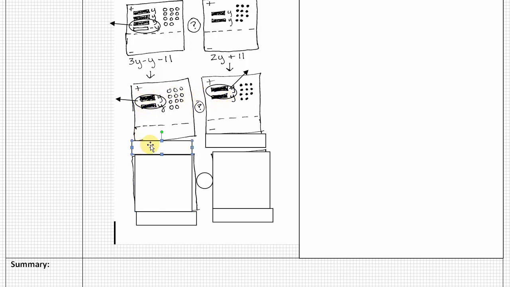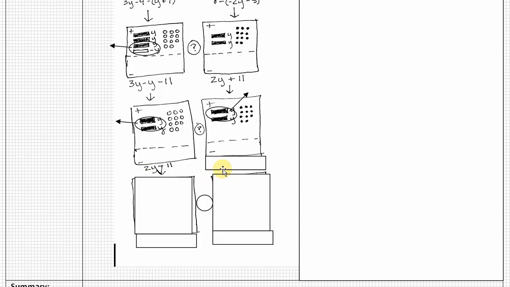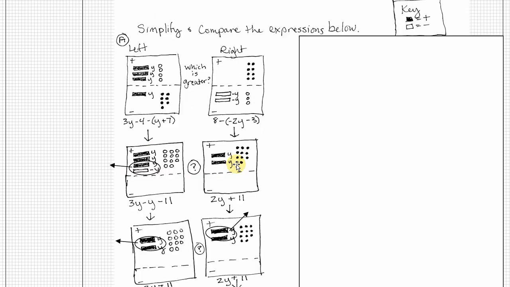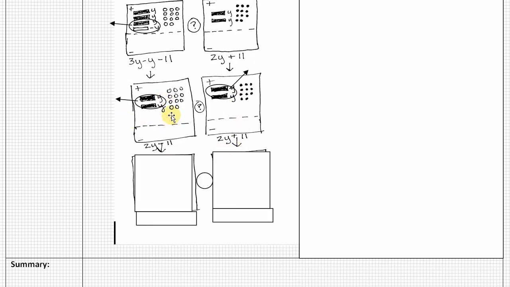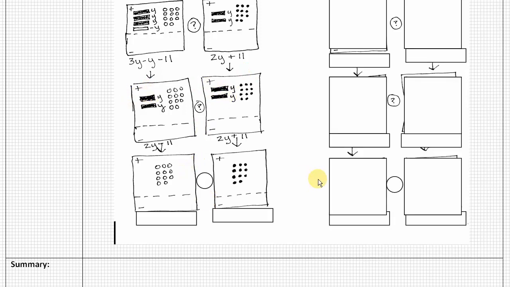But what do we have? I don't think we talked about what we already have, so we didn't. I apologize. So on the left we saw the 2y minus 11. And on the right, we had 2y plus 11, and we've decided that we can keep this expression balanced by removing these 2 positive y's from the left and from the right, because they're equal and identical.